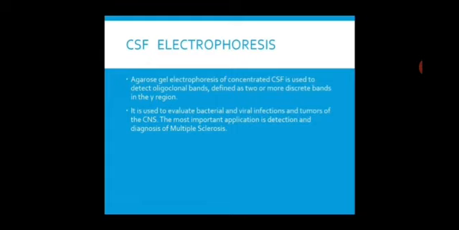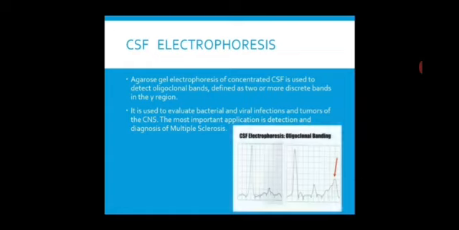Electrophoresis of concentrated CSF is used to detect oligoclonal bands, which are defined as two or more discrete, which means separated, bands in the gamma region. You can see here two diagrams of electrophoresis. The left is normal and the right is a case of multiple sclerosis disease, and the red arrow shows the gamma region, which contains three waves. These are called oligoclonal bands and they are absent in the left side.